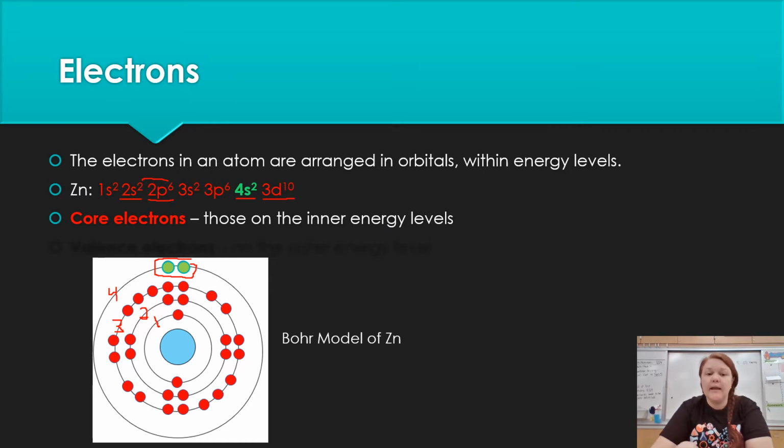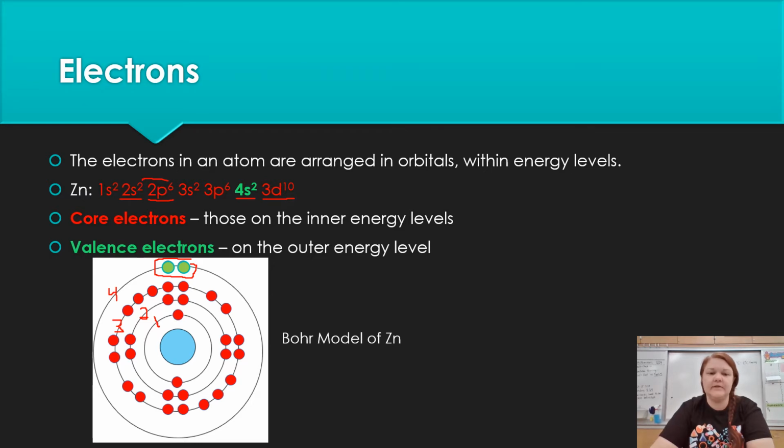So core electrons are the ones in red. Those are on the inside energy levels, core electrons. And then we have valence electrons, those are on the outside energy level. Okay, so we have core versus valence, and we'll refer to them that way a lot of the time.